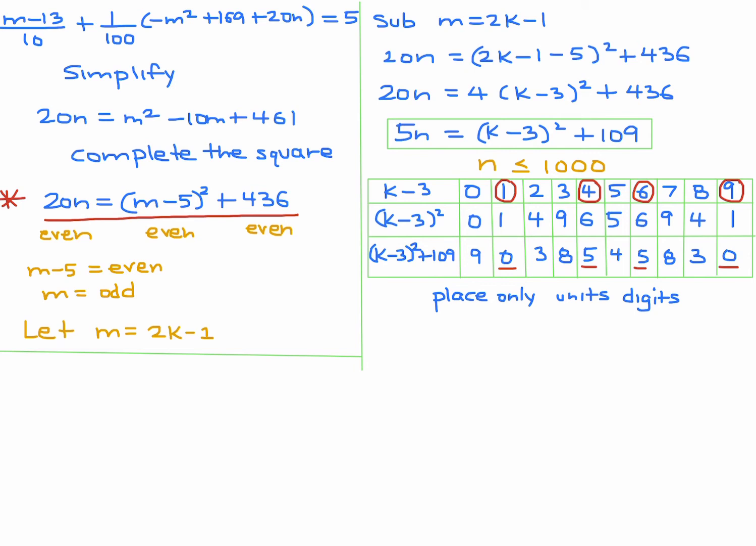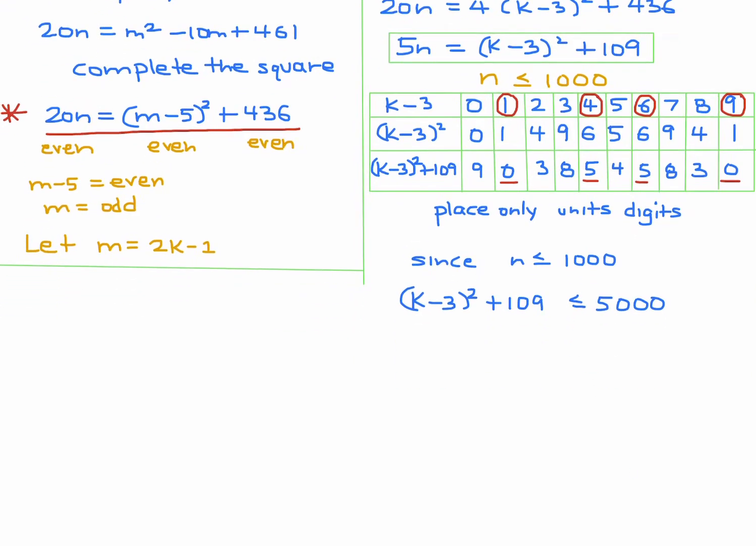All right? Okay, so since my n is less than or equal to 1,000, don't forget about that, a very important parameter. That means that (k minus 3) squared plus 109 is less than or equal to 5,000, since it's equal to 5n.